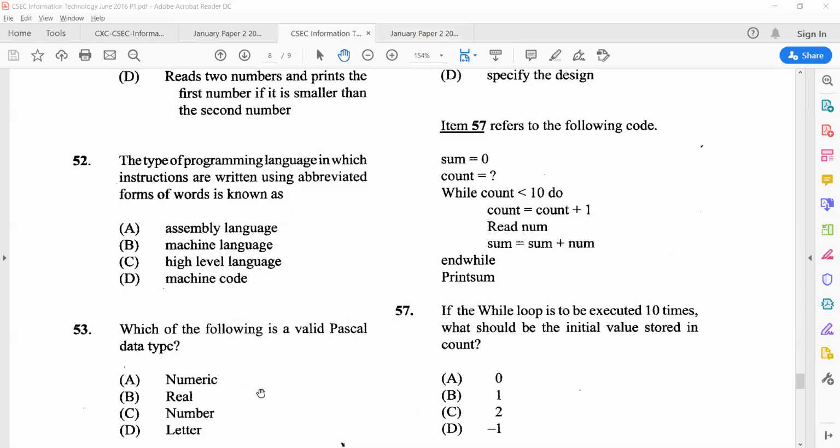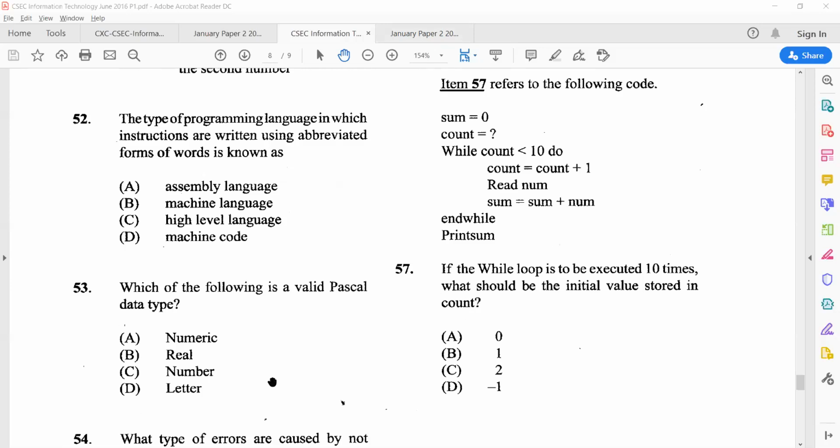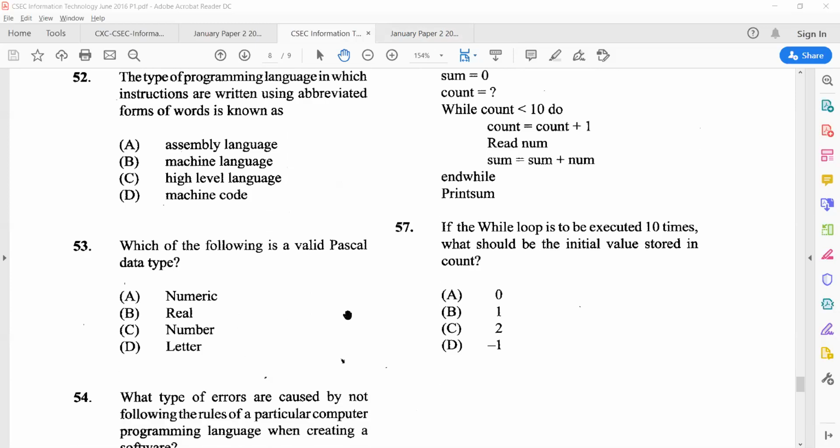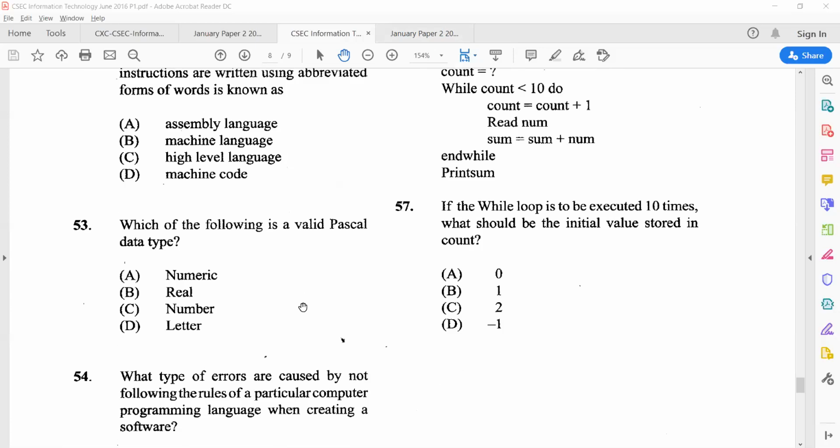All right, 53, we're discussing valid Pascal types. You should not be getting questions like this in the exam, right? Because this is a Pascal or programming language specific question.